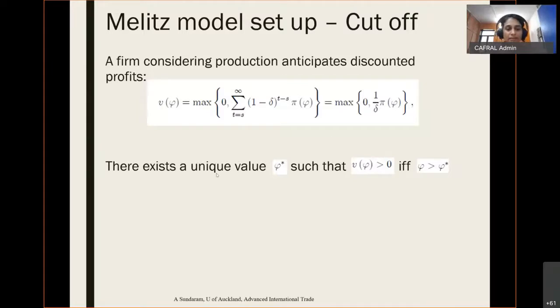Now, because the profit is going to be increasing in phi star. Remember that pi of phi is bigger the more productive you are, right?